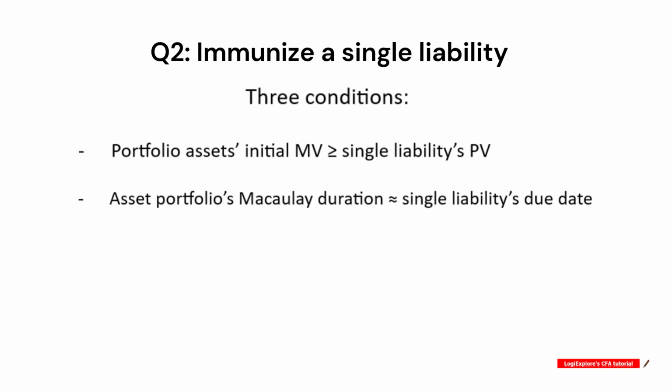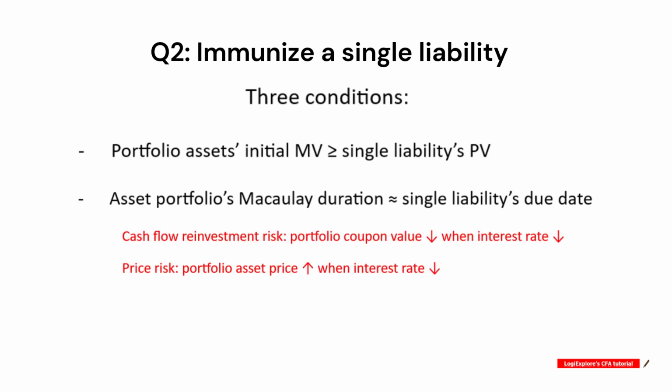Condition 2. The asset portfolio's Macaulay duration is equal or close to the liability's due date. This condition is necessary because the portfolio's Macaulay duration is when the cash reinvestment risk and price risk cancel each other out. So, at the Macaulay duration, the asset portfolio is immune from interest rate fluctuation risk.